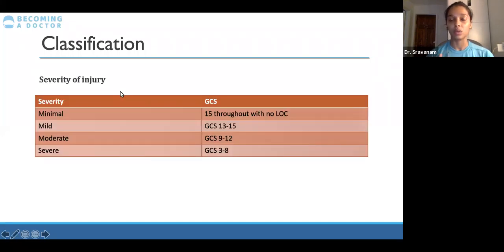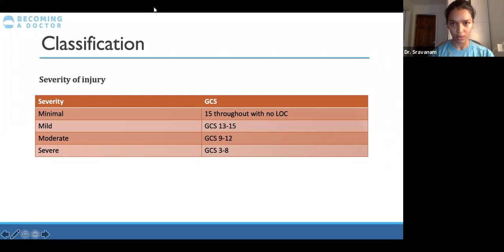And finally, someone mentioned the severity of injury. This is based on the GCS, the Glasgow Coma Scale score. That could be minimal, which is GCS 15 throughout, mild, which is 13 to 15, moderate, 9 to 12, and severe, which is the lowest GCS score. When someone is GCS 3, they're not responding to anything. We'll go through GCS scoring in a little bit.